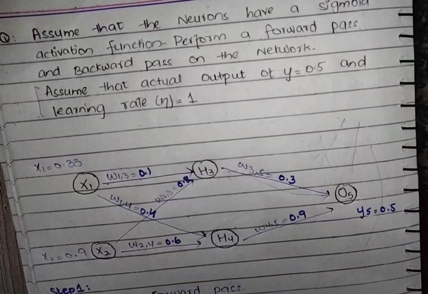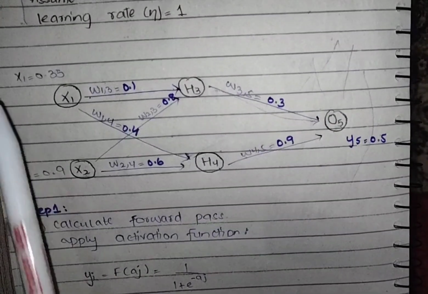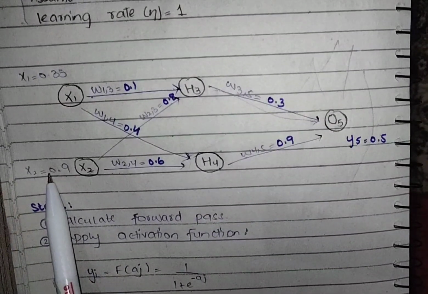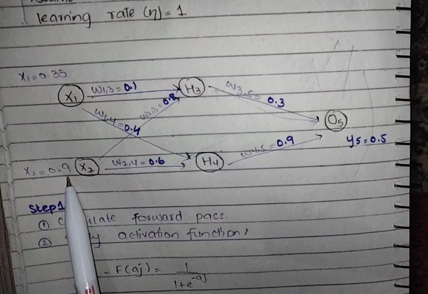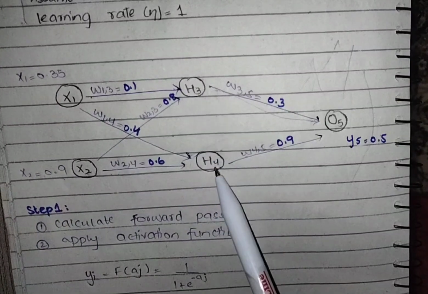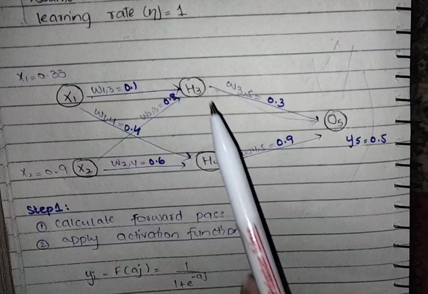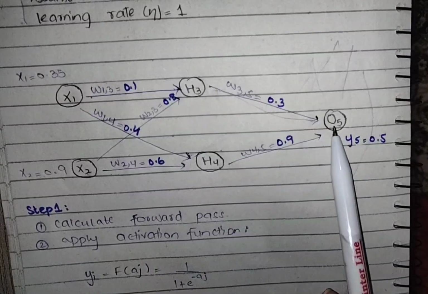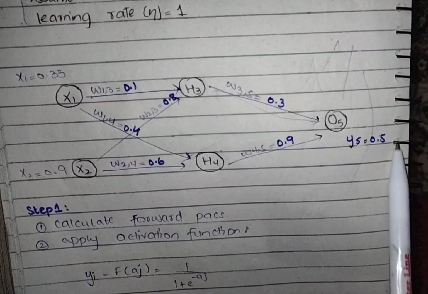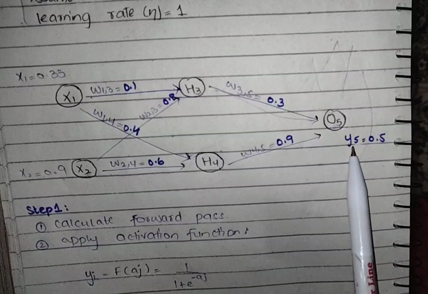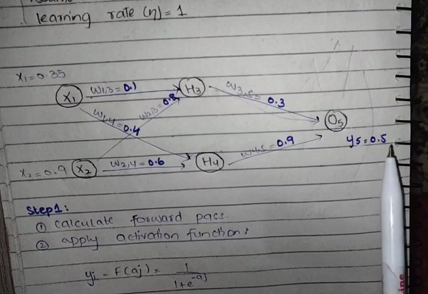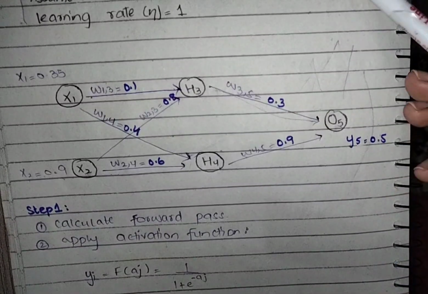So this is a graph given to us. Here x1 and x2 are the input values. The values of these two input nodes are given. h3 and h4 are the hidden layer, and o is the output layer. The value of the actual output is given as 0.5, right? So this will help in finding the forward pass as well as the backward pass.